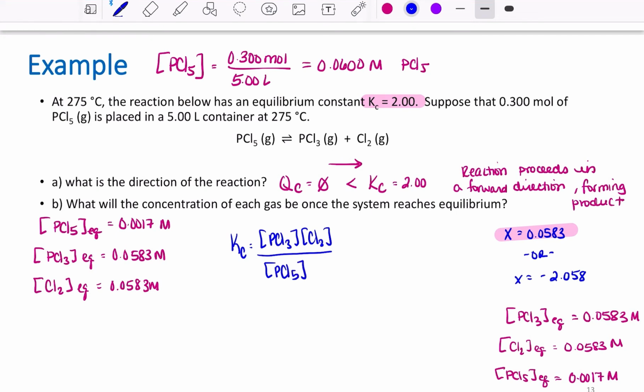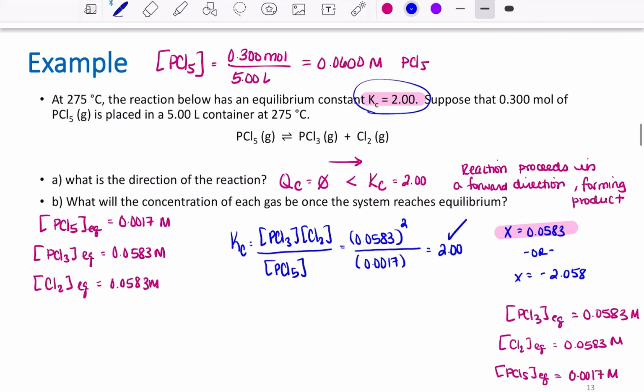And plug in the values you just found. Both of these are equal to 0.0583, so that's the same as 0.0583 squared, divided by 0.0017, and this gives me a value of 2, which matches the overall system originally.